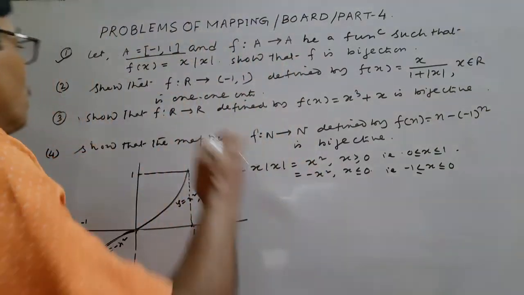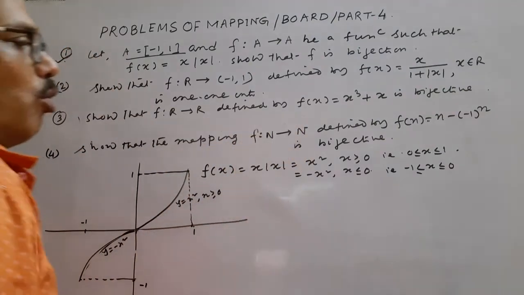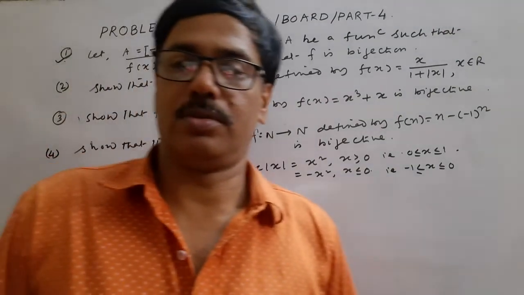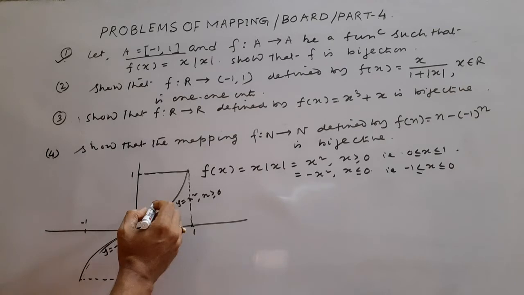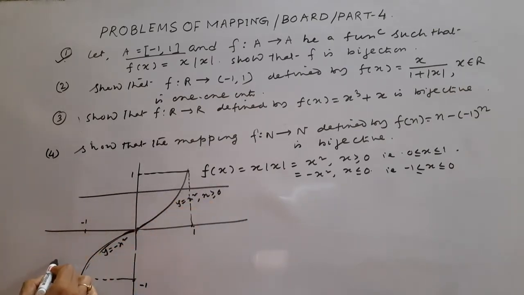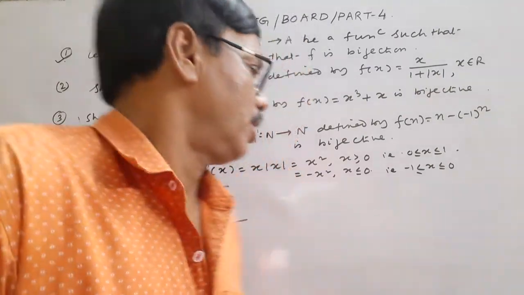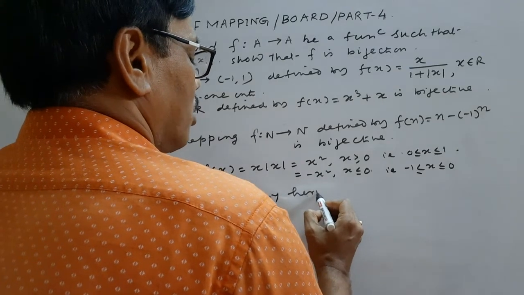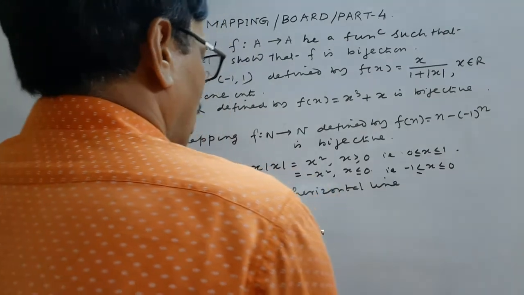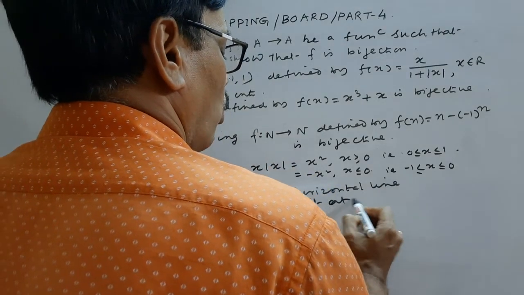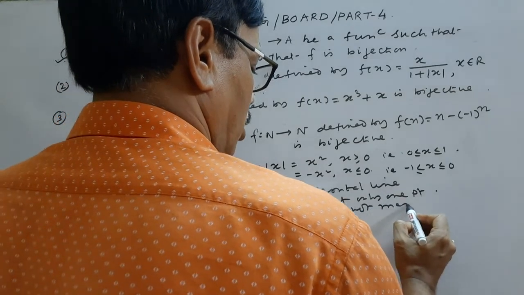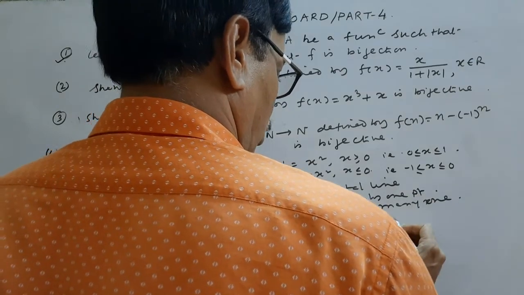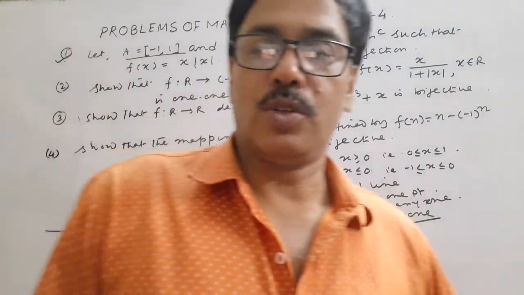So to prove that this is one-one, we use the concept of graph. Look, if we draw a horizontal line anywhere, it cuts the graph at only one point, so it is not many-one. Any horizontal line cuts it at only one point. Therefore, it is not many-one. That is one-one. So f is one-one.